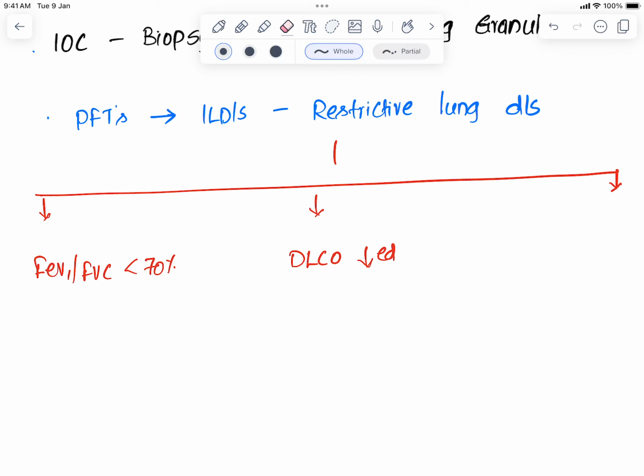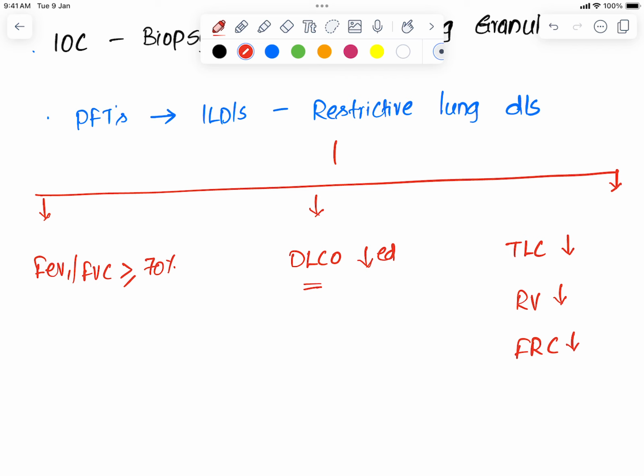I'm very sorry. FEV1 by FVC will be more than or equal to 70%. DLCO, that is diffusion capacity of the lung for carbon monoxide, will be decreased. And what will happen to total lung capacity? Decreases. What will happen to your residual volume? Decreases. What will happen to your functional residual capacity? Decreases. So this is what the pulmonary function test shows in sarcoidosis because of interstitial lung disease.